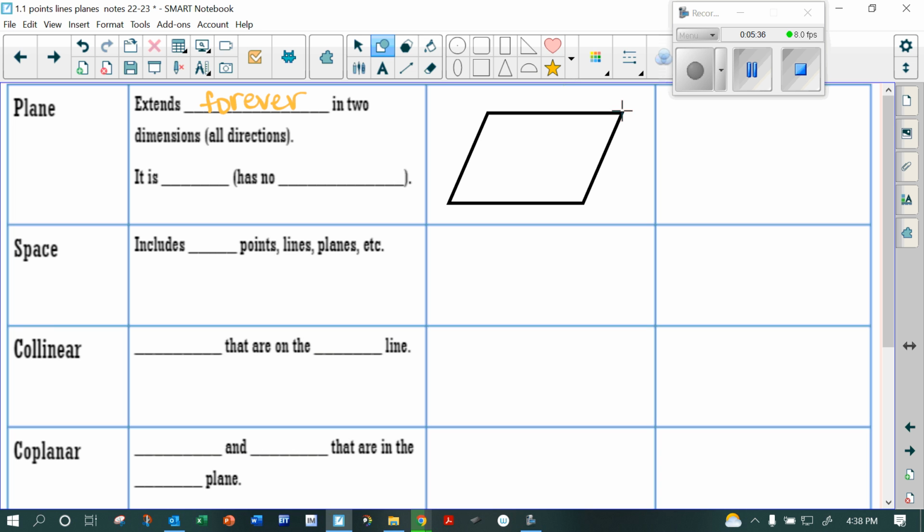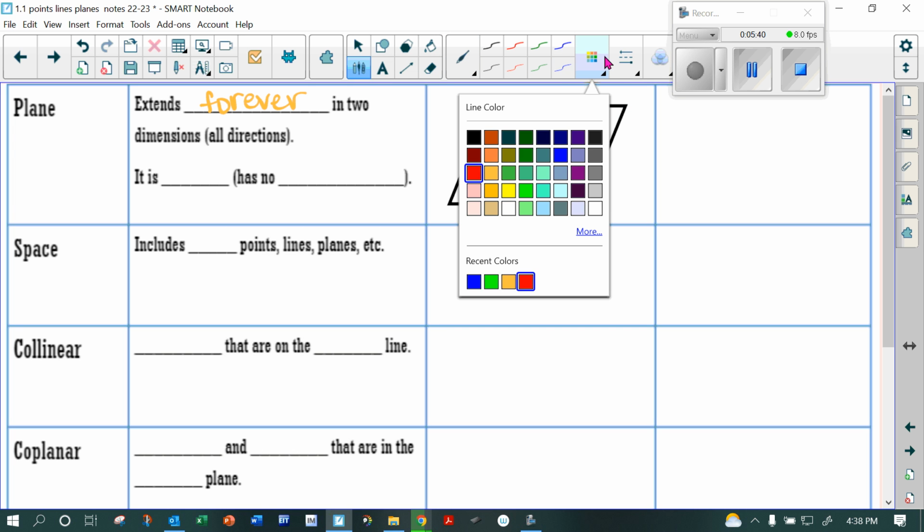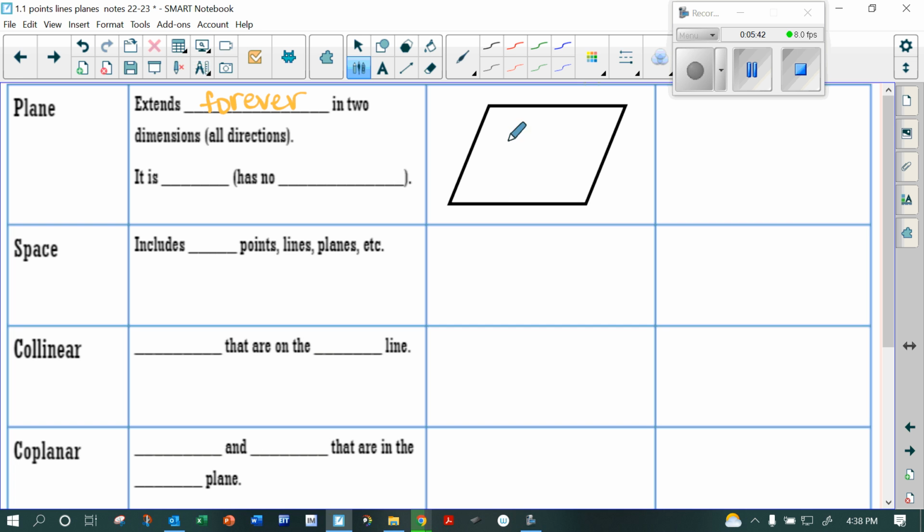So it will look something like this. Okay. So this is going to be extending forever. It's going to go on and on and on forever in two dimensions, all directions. It is a flat surface and it has no thickness. Okay, it has no thickness.